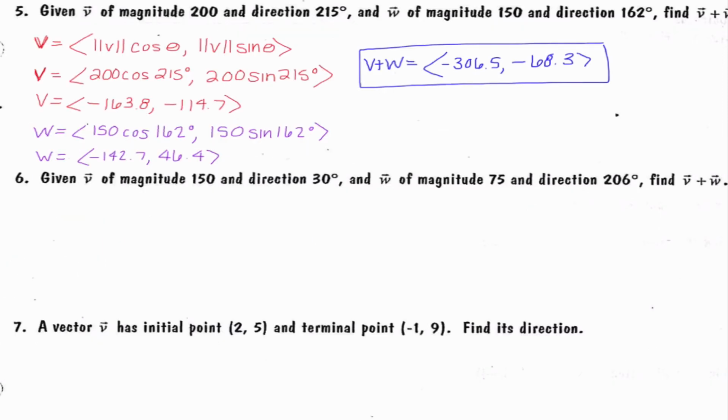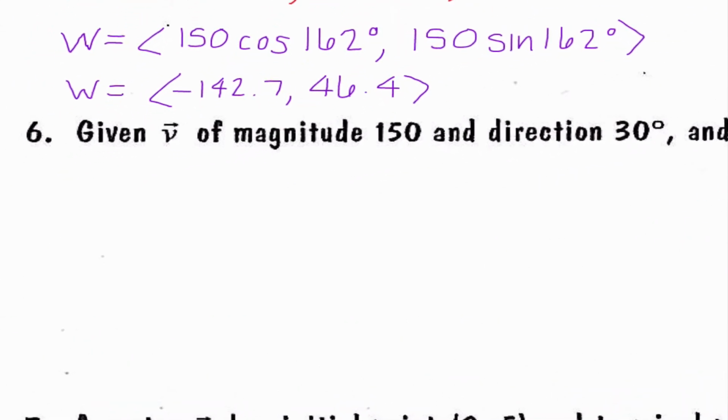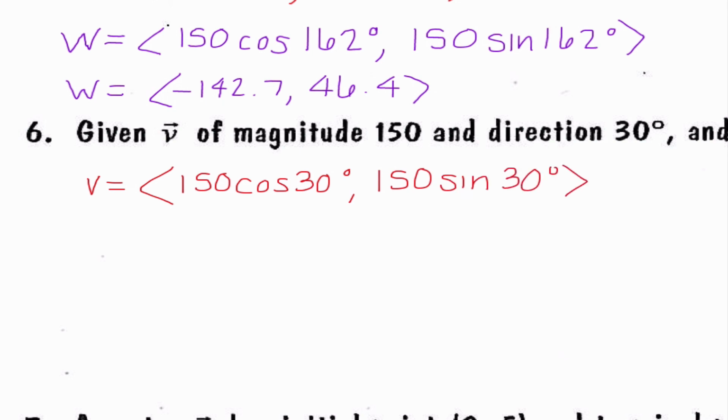Number 6 is really similar, which is just good for us to practice this, so let's go ahead and do it again. Okay, they tell us this time vector V has a magnitude of 150 and a direction of 30. So I'm going to go ahead and use that information to help me find the component form. And I'm going to put this into my calculator right now. Just a reminder, just like everything else this chapter, notice our mode should be in degrees.